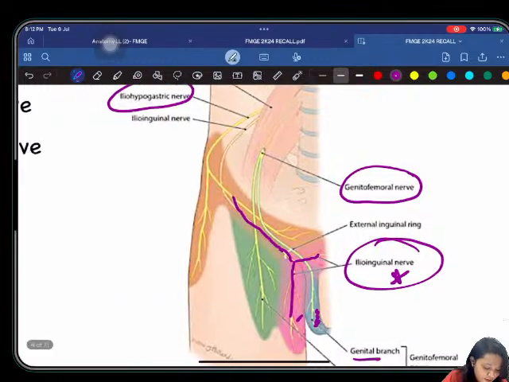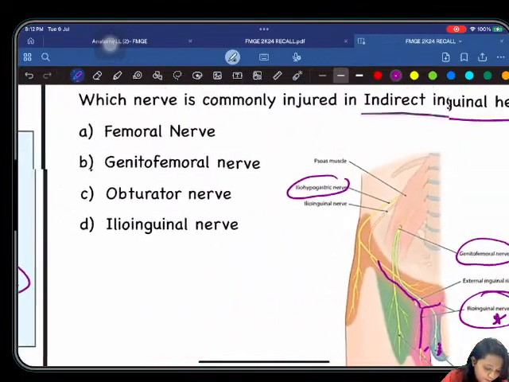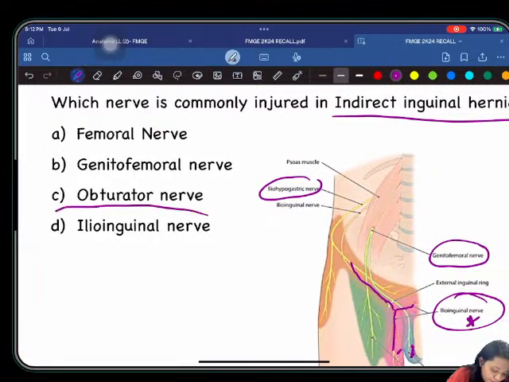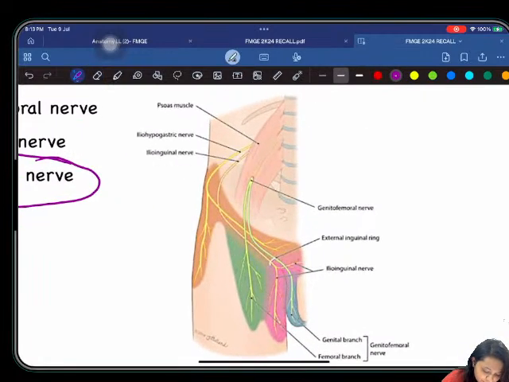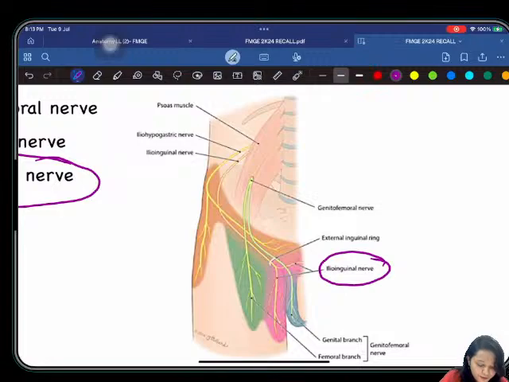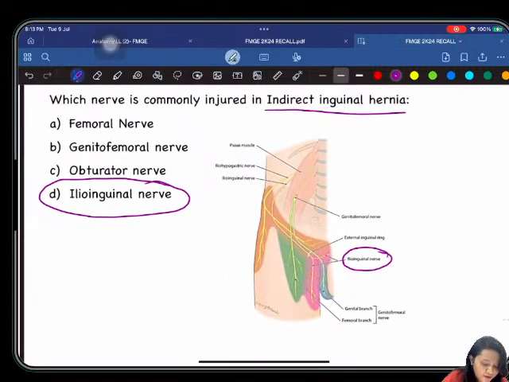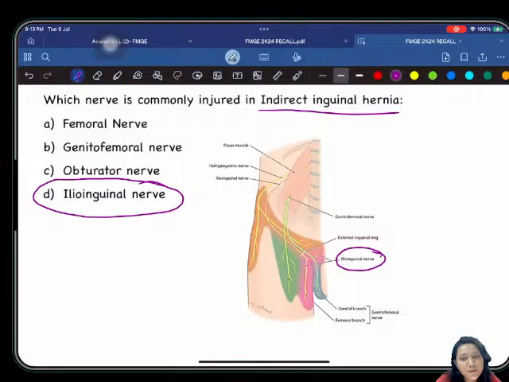So the answer here will be the ilioinguinal nerve. Out of all these nerves, the ilioinguinal nerve is coming out through this canal, and it is very likely to get injured in the indirect inguinal hernia. And what do you mean by indirect inguinal hernia? It means the hernia is traversing through the inguinal canal. Anybody who has marked this answer correct, you can reply in the chat.